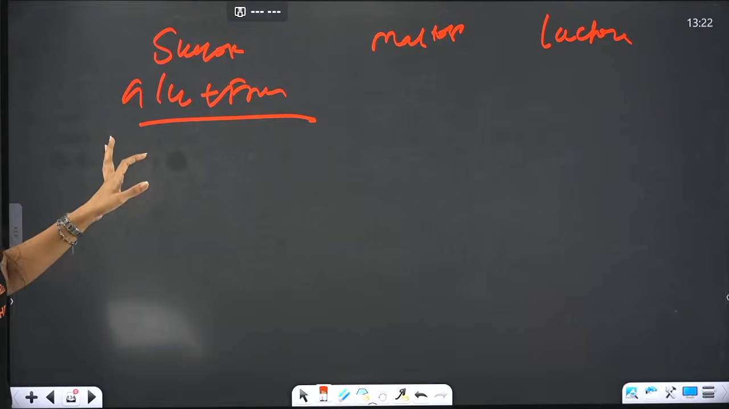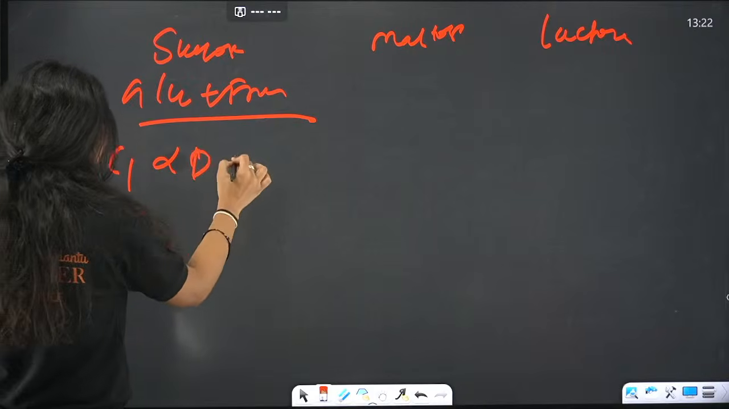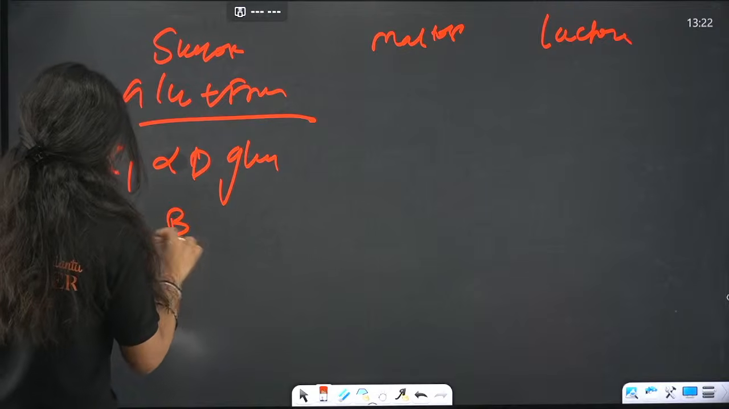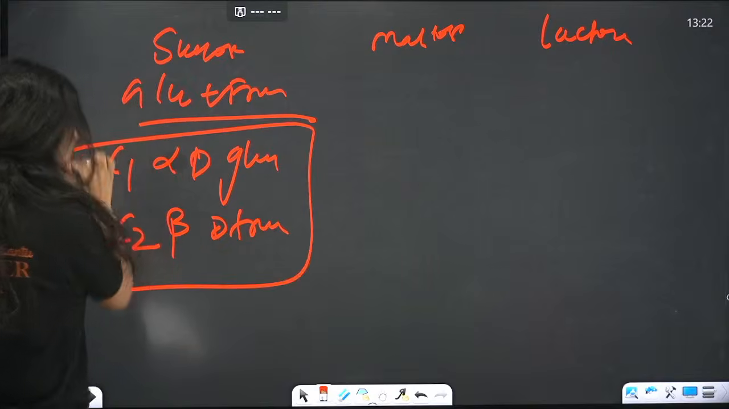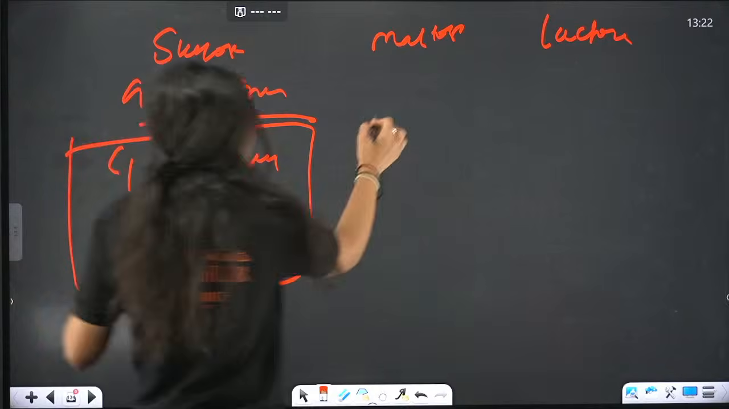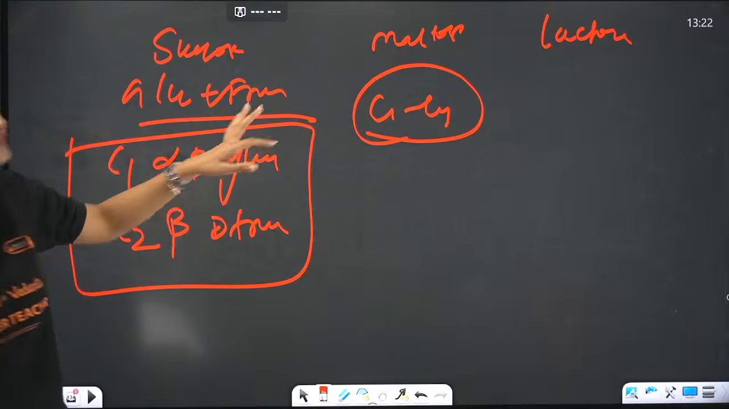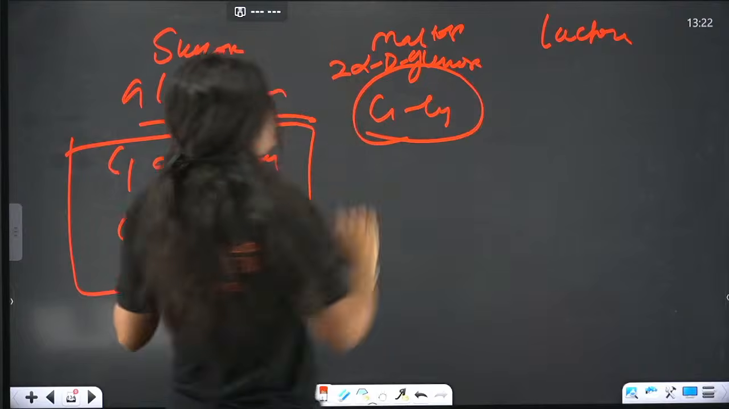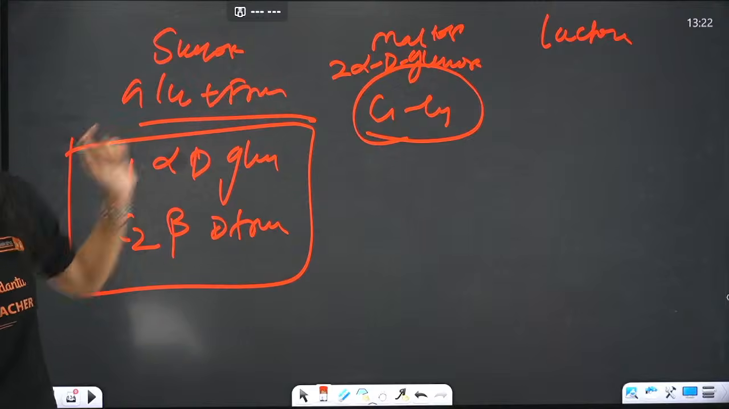In sucrose the glycosidic linkage is between C1 of alpha D glucose and C2 of beta D fructose. In maltose we have C1 and C4 linkages of two alpha D glucose units. That is your maltose.